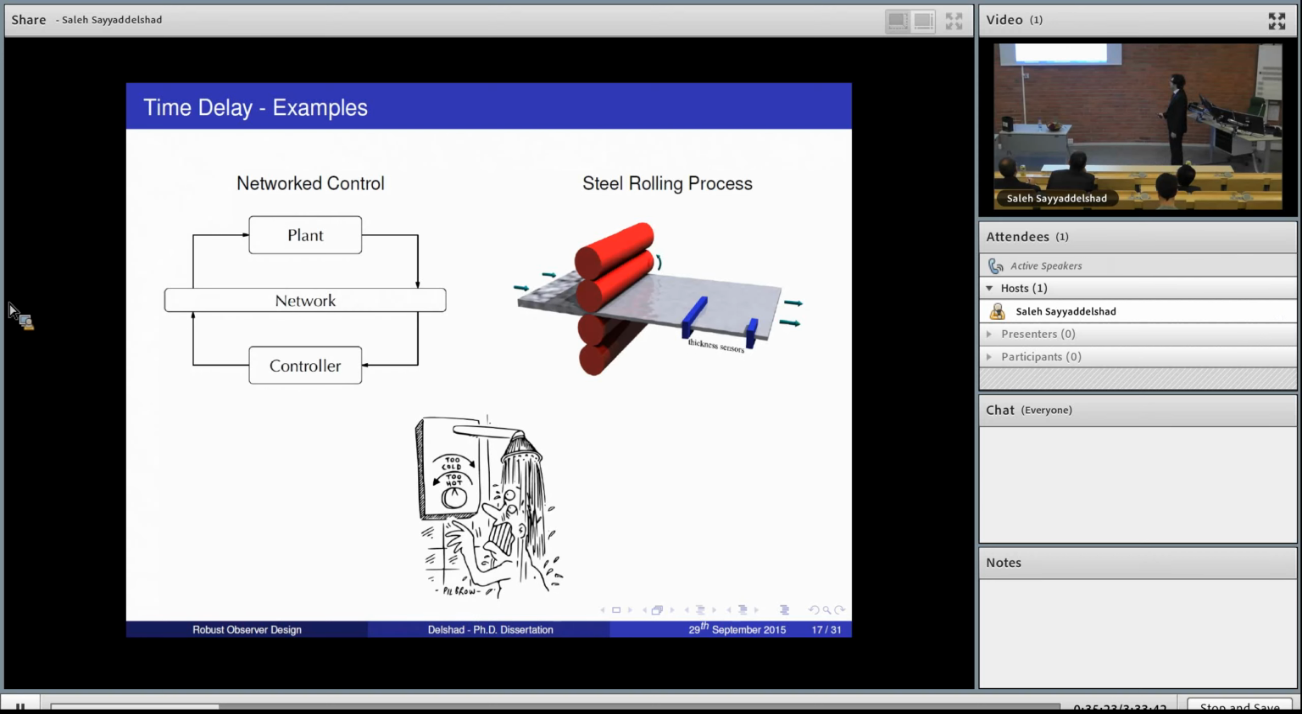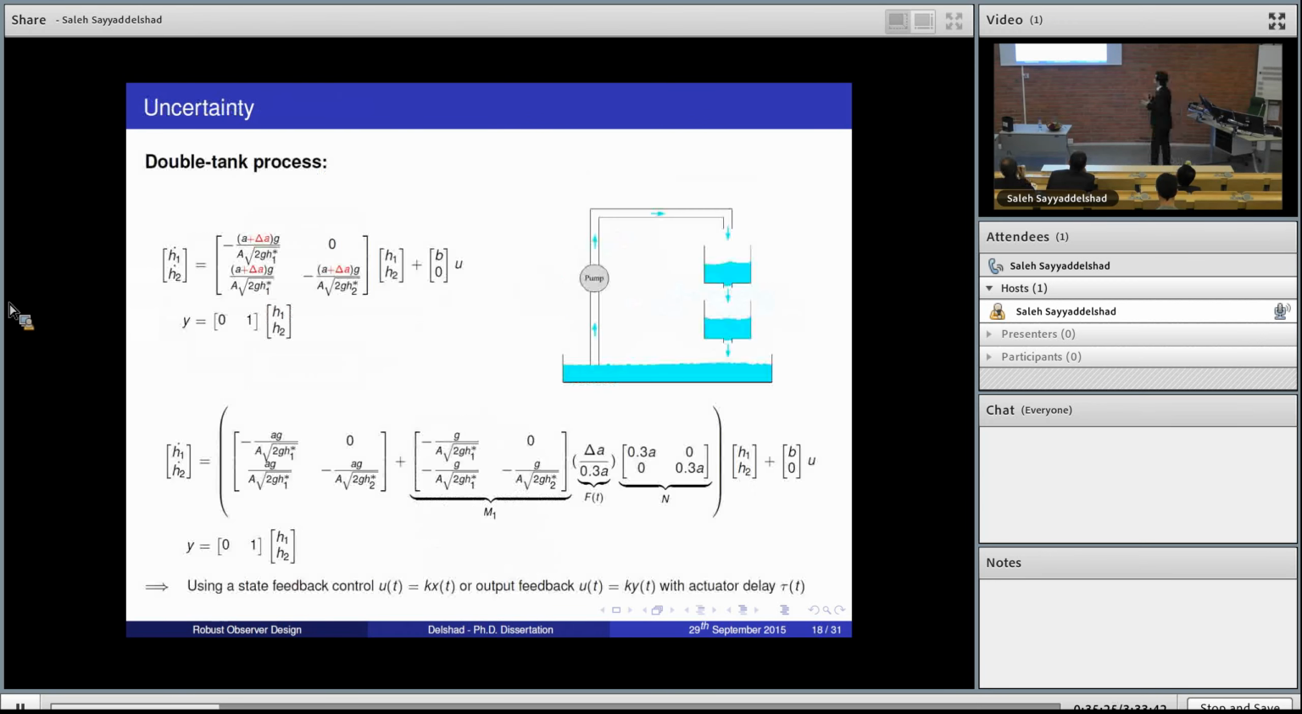All right, we'll continue. Another example to show you that uncertainty can happen in the process. Think about the double tank process.